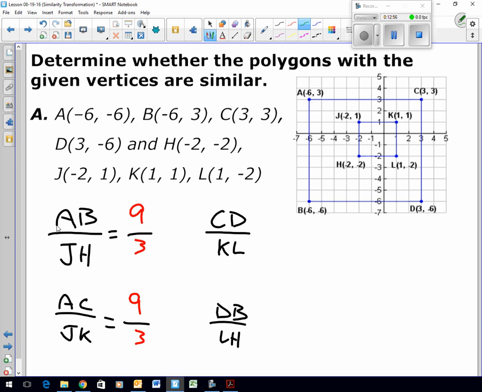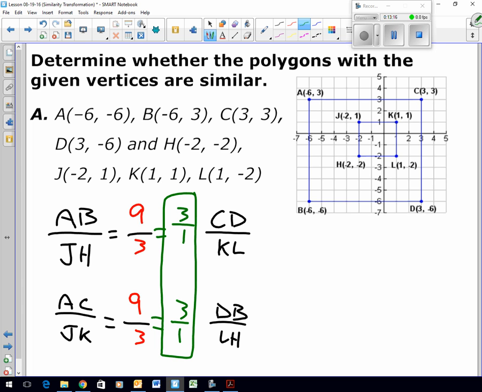I want to reduce these fractions. 9 over 3, what does that reduce to? 3. And I'm going to do this for you. 3 over 1. 9 over 3, what does that reduce to? All right, guys. Once I get this in reduced form, I look at these and I ask myself, self, are those the same? Self answers back, yes, they are the same. That means they are proportional. Y'all understand? That means they are proportional.